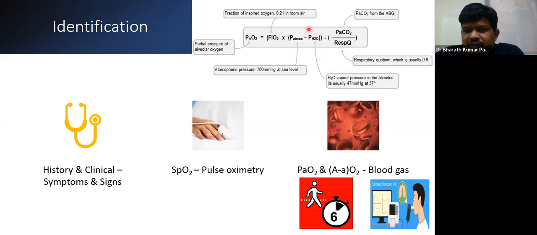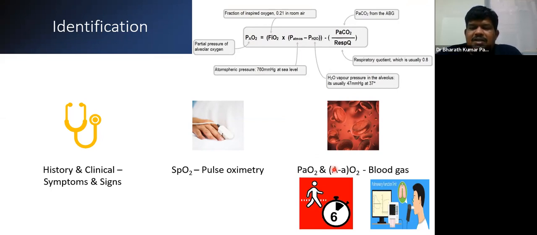And atmospheric pressure and water pressure, these are standard, 760 millimeters of mercury and 47. And PaCO2 we derive from the ABG, and this gives PAO2, that is alveolar oxygen partial pressure. When we subtract PaO2, that is arterial partial pressure of oxygen, from this, then we get the AA gradient. The normal AA gradient is 10 to 20 millimeters of mercury.